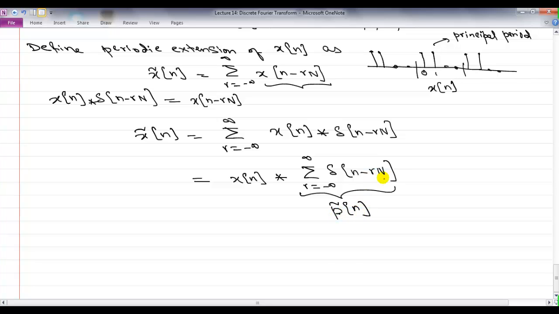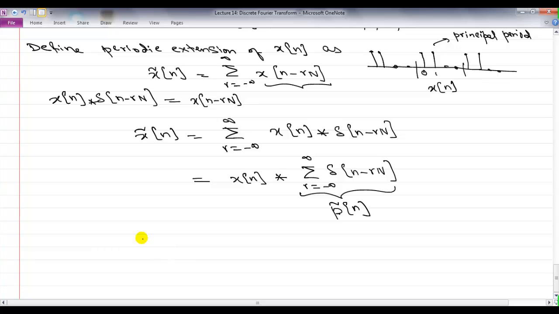Tilde because this is periodic. This is periodic with period N. So I can define the periodic extension of a finite duration sequence by simply convolving that sequence with a periodic impulse train, with a periodic delta train. Okay?